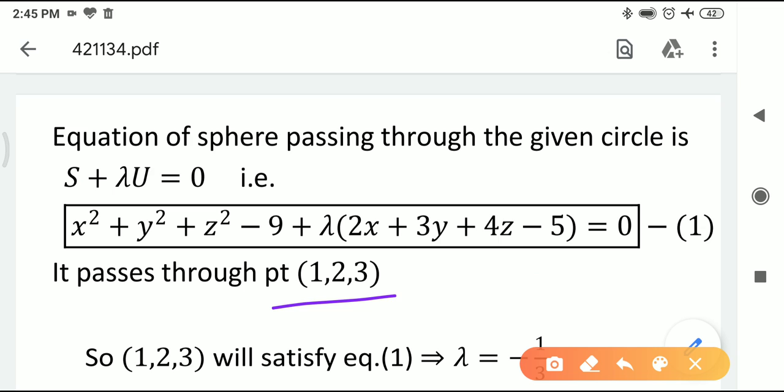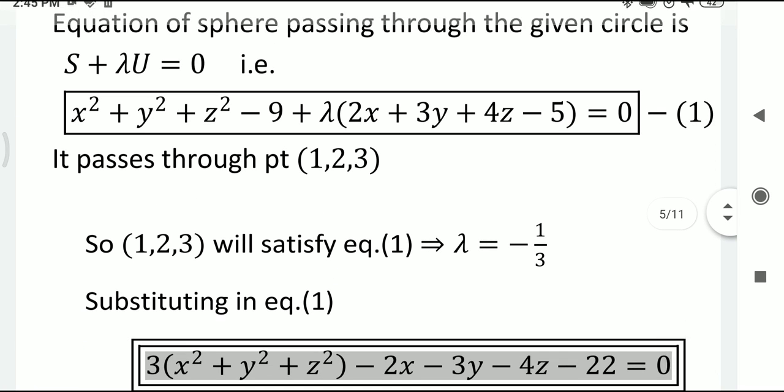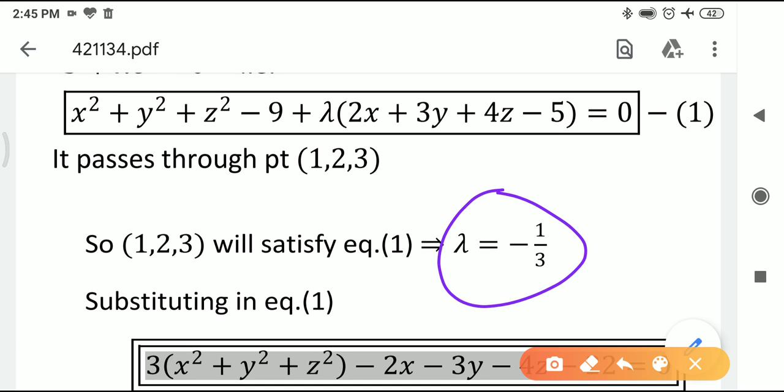That means this (1, 2, 3) will satisfy this equation. So replace x by 1, y by 2 and z by 3. When you replace that, you are going to get the value of lambda as minus 1 upon 3. That's it. So what is your aim in the problems of a sphere passing through a circle? You are supposed to find out the value of lambda. That's it. So now we have the value of lambda.